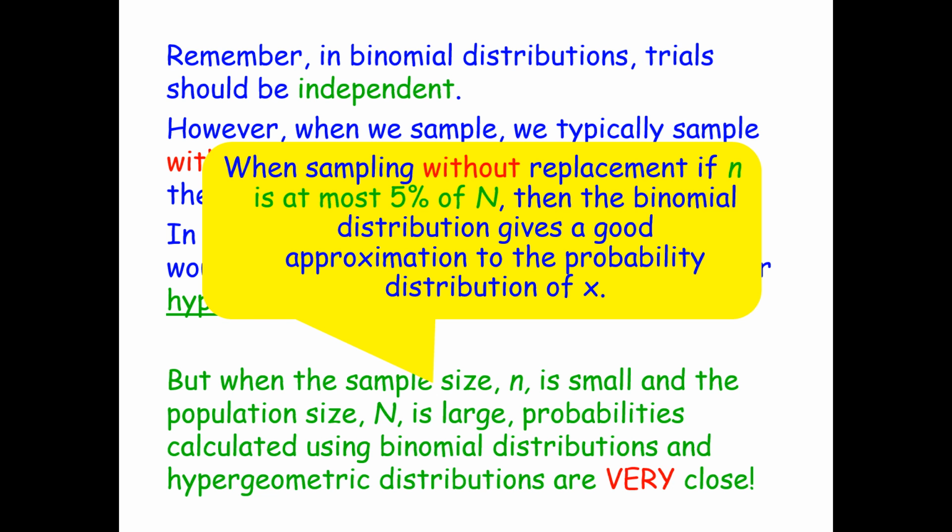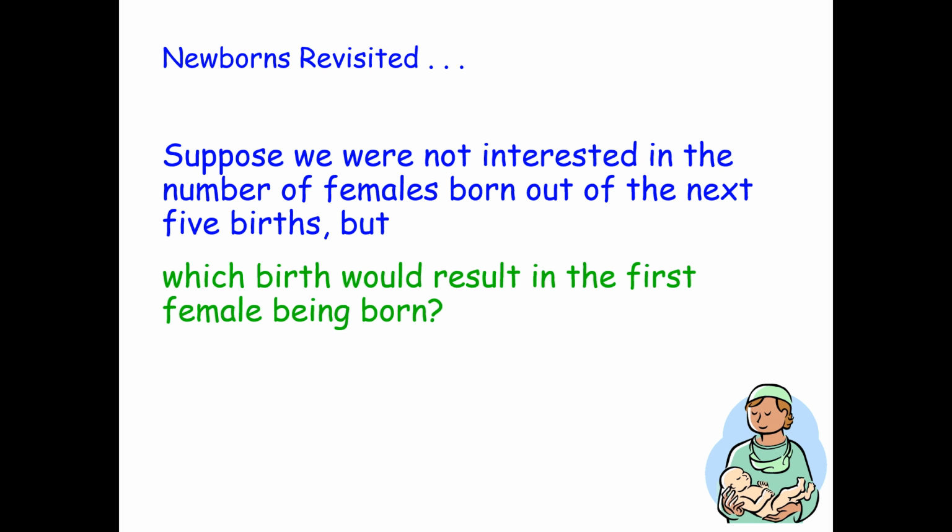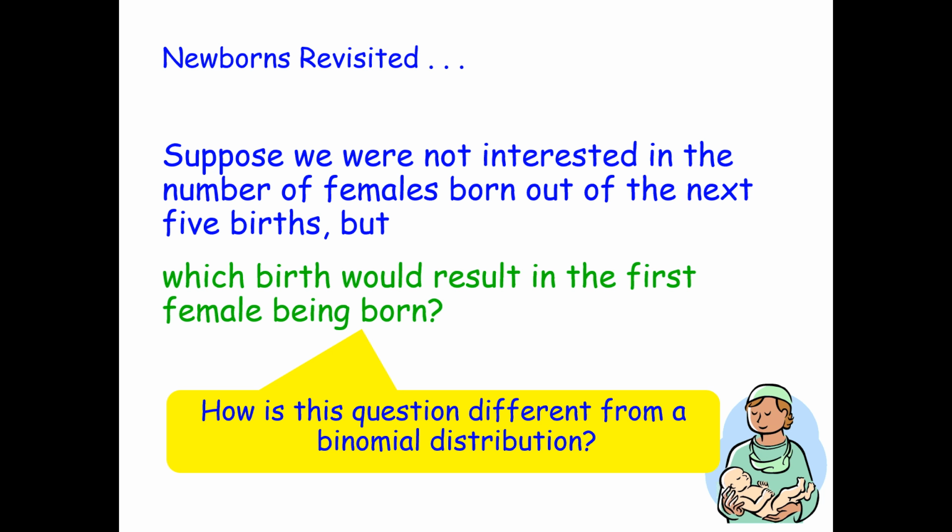Let's go back to our newborns again. Now suppose we were not interested in the number of females born out of the next 5 births, but which birth would result in the first female being born. How is this question different from a binomial distribution? That's right, we're going to keep going until we get to the first female being born. So which birth would result in that?